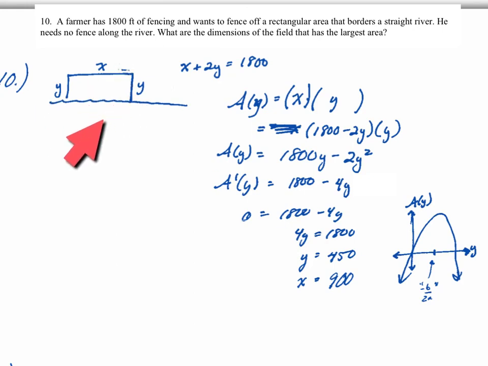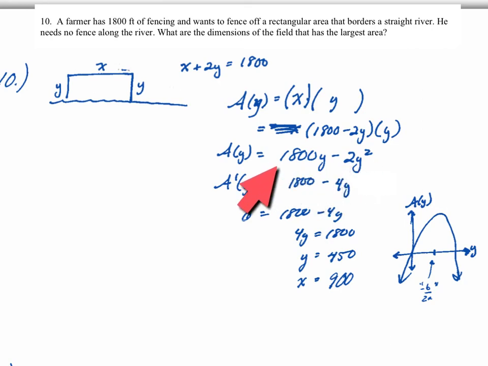My vertical pieces are y on each side with x above. And I know that I have 1,800 feet of fencing total, so x plus 2y equals 1800 for my constraint. Secondary information: my area, in terms of y. Normally it's just length times width, so x times y, but using a substitution from above, x is going to be 1800 minus 2y. So here's the 1800 minus 2y times y, distribute it, and we have 1800y minus 2y squared.